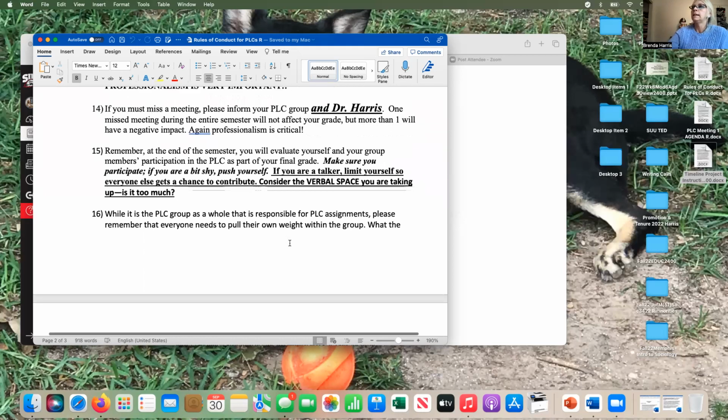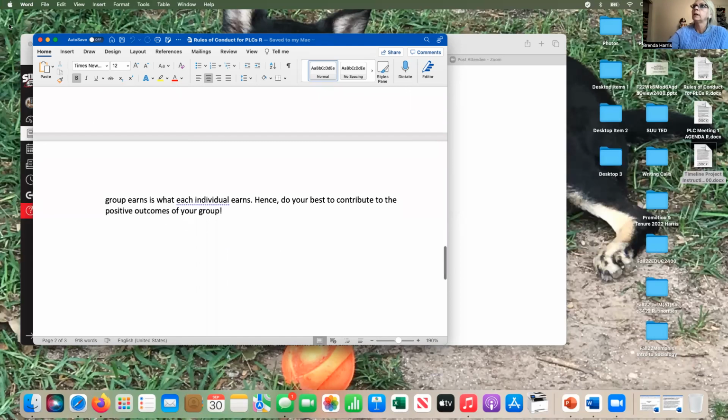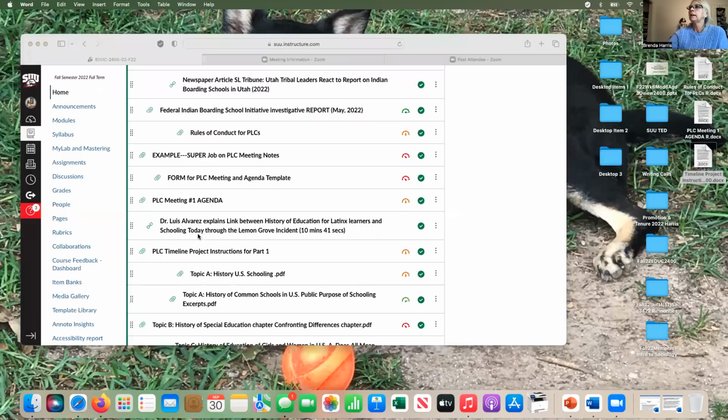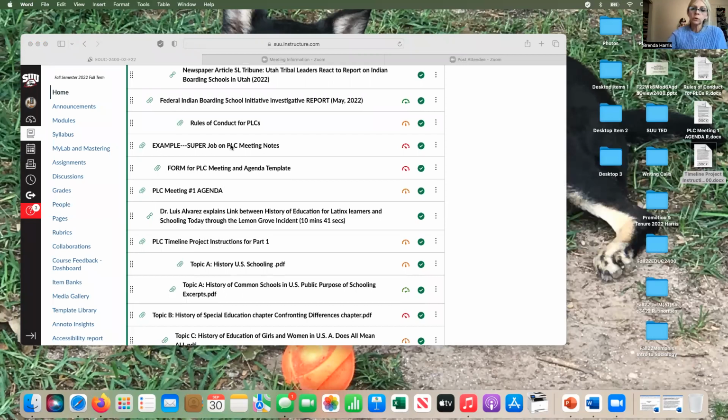So, it's the whole group's responsibility for PLC assignments, not just one person, not just the scribe, not just the leader, and you rotate that. Okay, so enough said on that. Let's see. What do meeting notes look like?